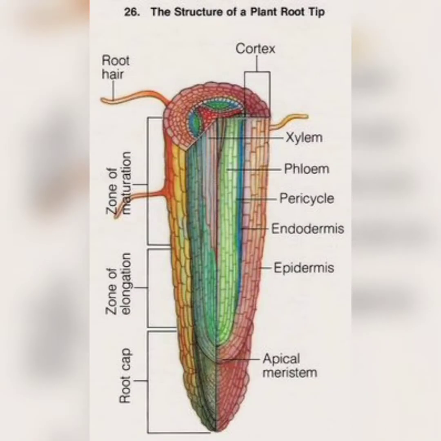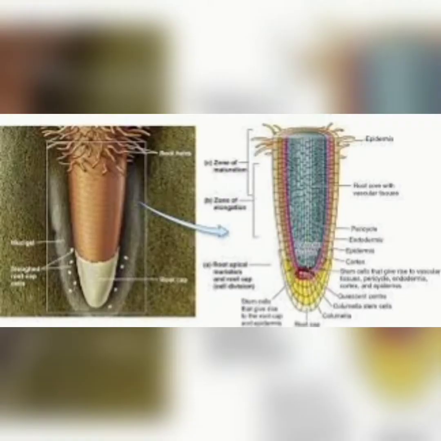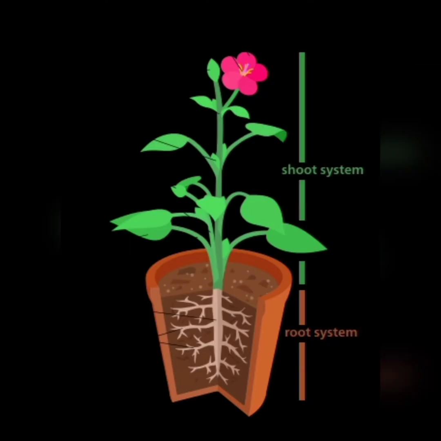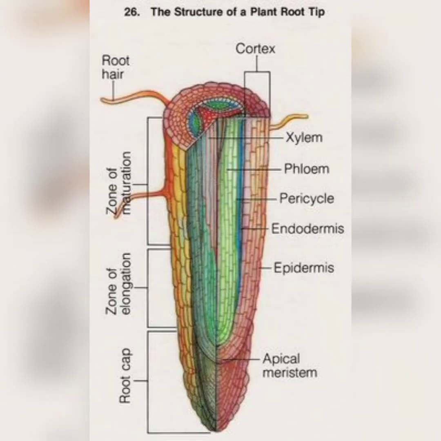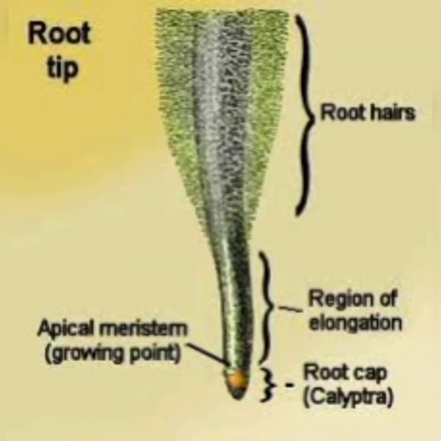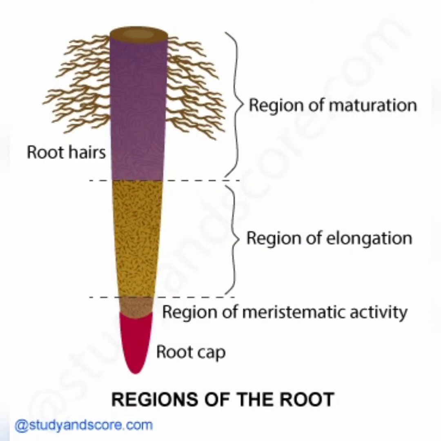The main functions of the root system are the absorption of water and minerals from the soil, which provide proper functioning of the plant parts, storing reserve food material, and synthesis of plant growth regulators. Regions of root. The roots are covered at the apex by a cap-like structure called the root cap. It protects the tender apex of the root as it makes its way through the soil.